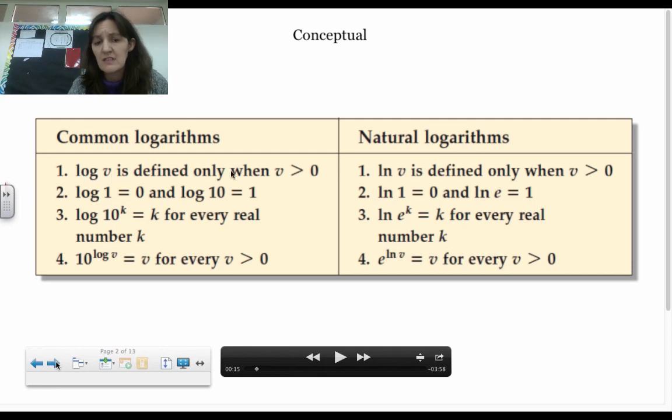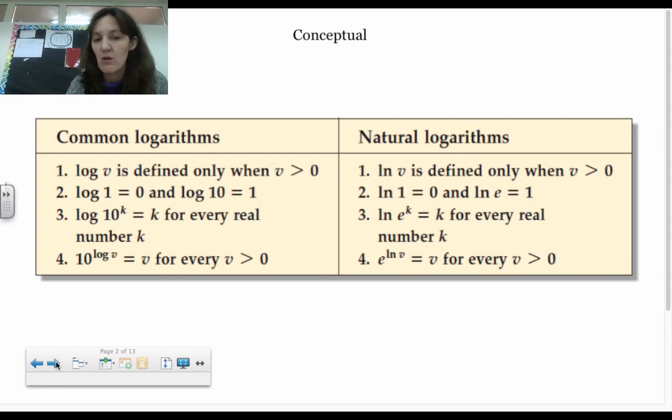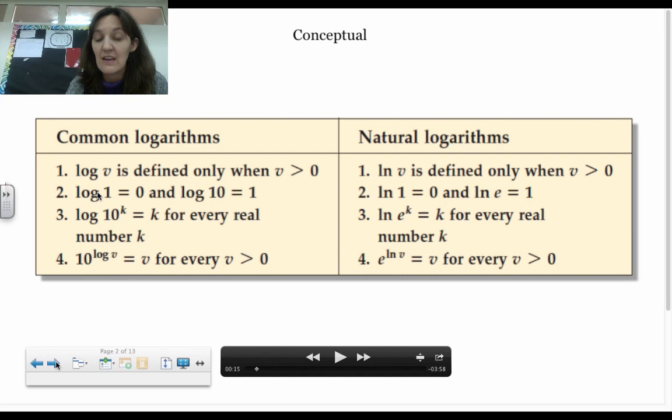Okay, log v is defined only when v is greater than 0. So if this v is less than 0, it does not work. It's undefined. Okay, log of 1 always equals 0, and log of 10 always equals 1. This is one of those tricky ones, like the exponent of anything to the 0 power is 1. Similarly here, don't forget those, okay?